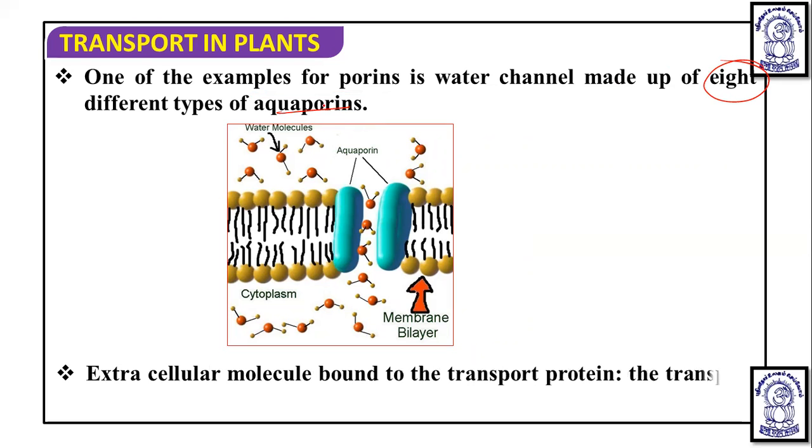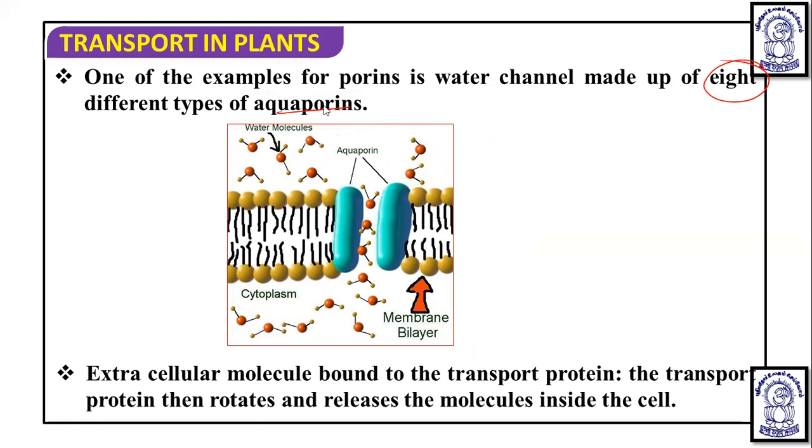An extracellular molecule bound to the transport protein, then the transport protein rotates and releases it. Now, how does this occur? The transport molecule will come and bind to the extracellular side of the membrane, then the protein will show rotation, and the molecule will be released inside the cell. Now, here rotation means what? A conformational change occurring in the transport protein.